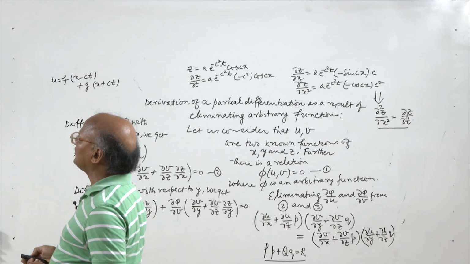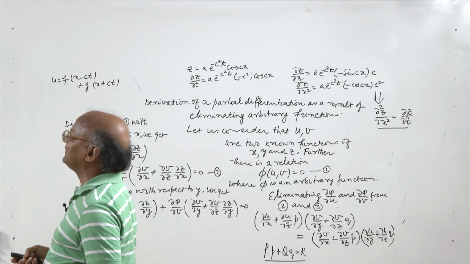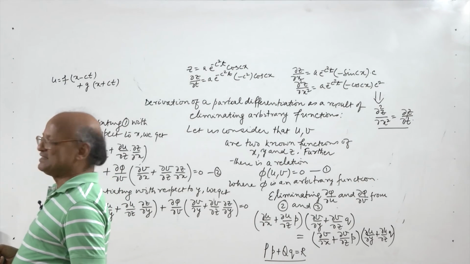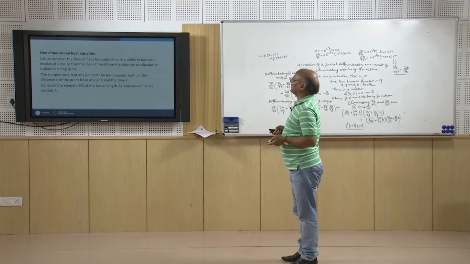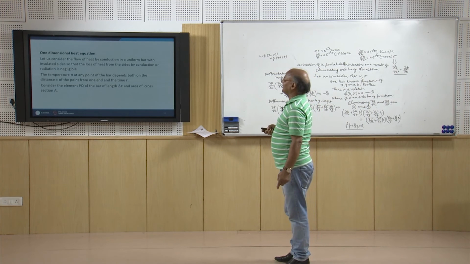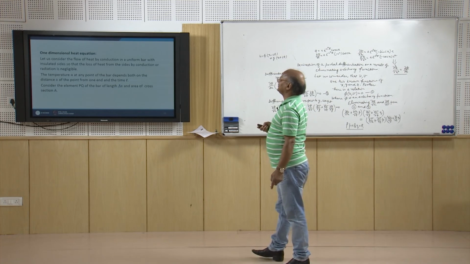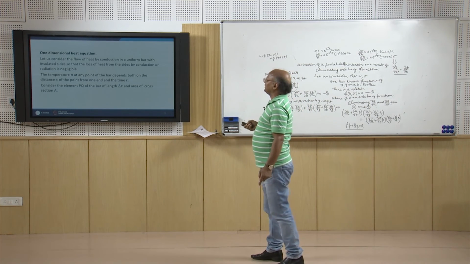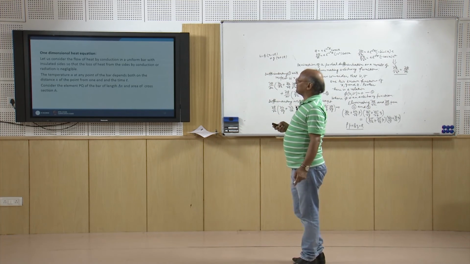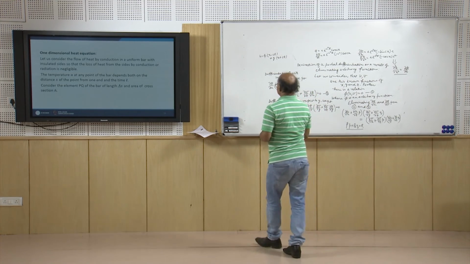We are now going to see how the partial differential equation arises in a physical problem. So, let us consider the one dimensional heat equation. We shall see how we get the second order differential equation delta u by delta t equal to c square delta square u by delta x square. So, let us consider the flow of heat by conduction in a uniform bar.